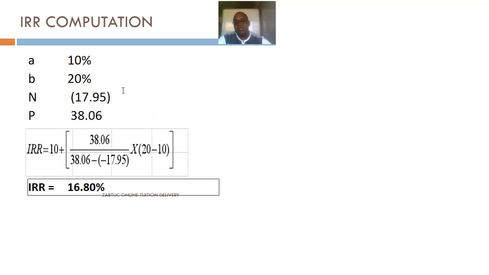So as you can see, our low discount rate is 10, high discount rate 20, and the negative NPV at the high discount rate of 20 is 17.95, and the NPV at the low discount rate is 8.06. And once you put this in the formula, then you've got an internal rate of return of 16.8%.